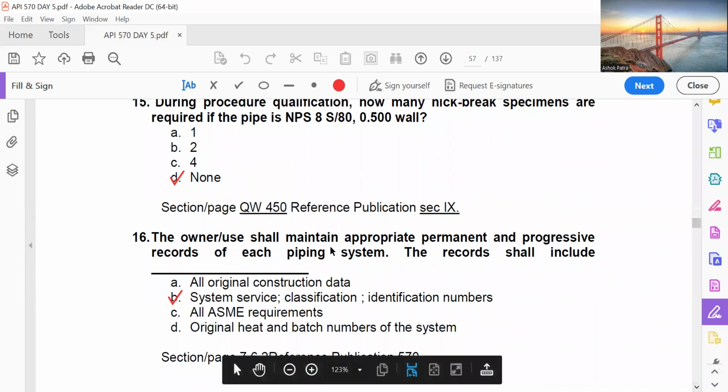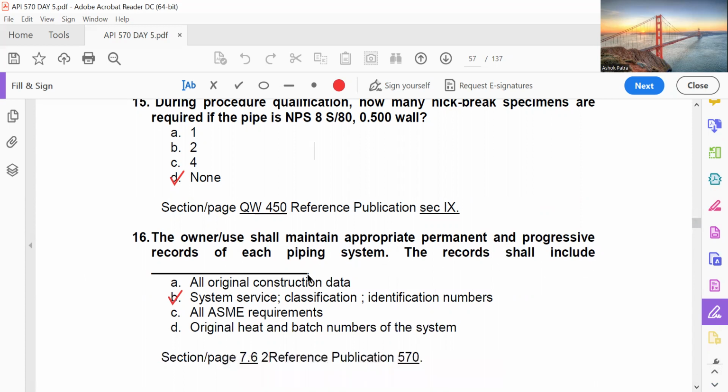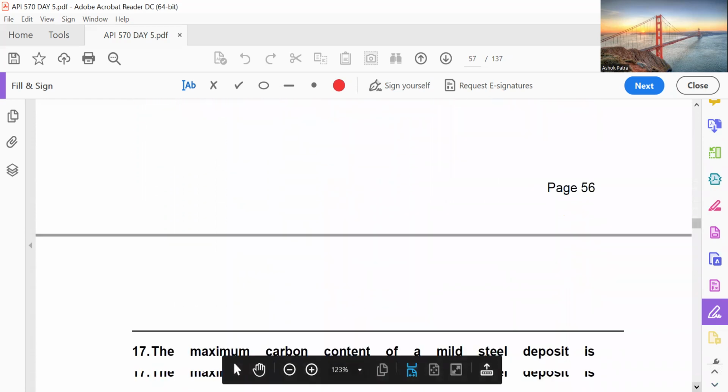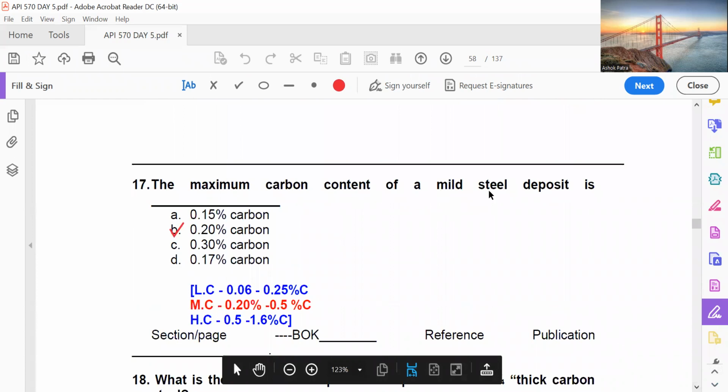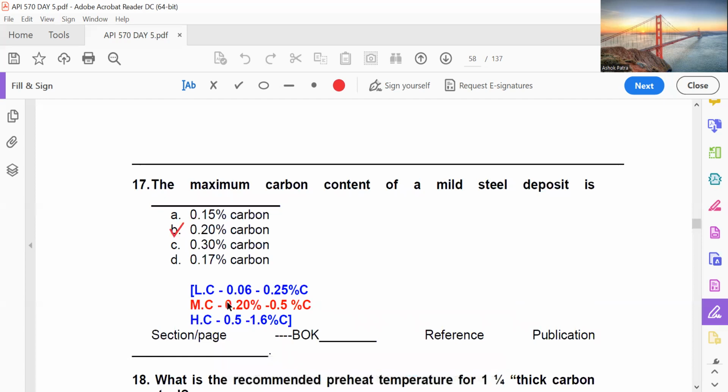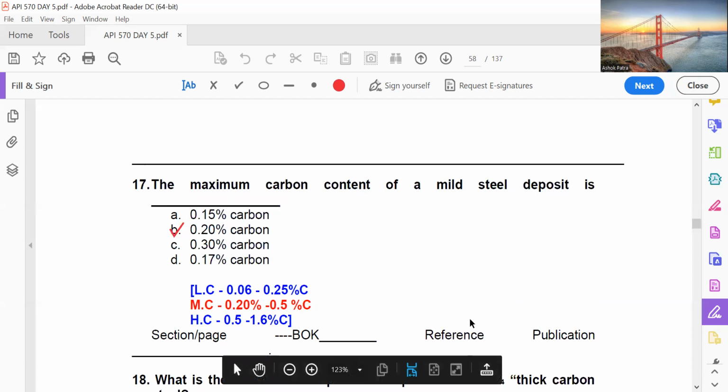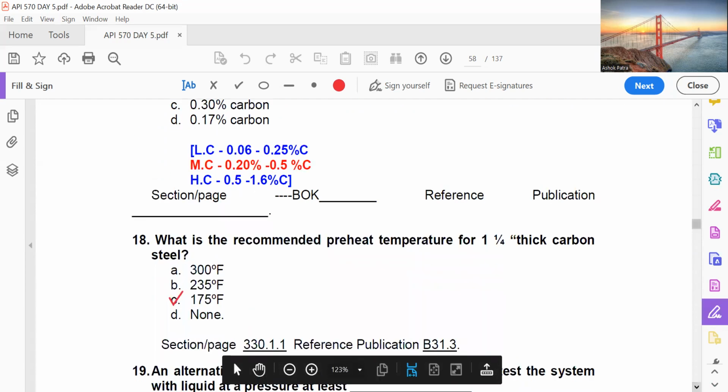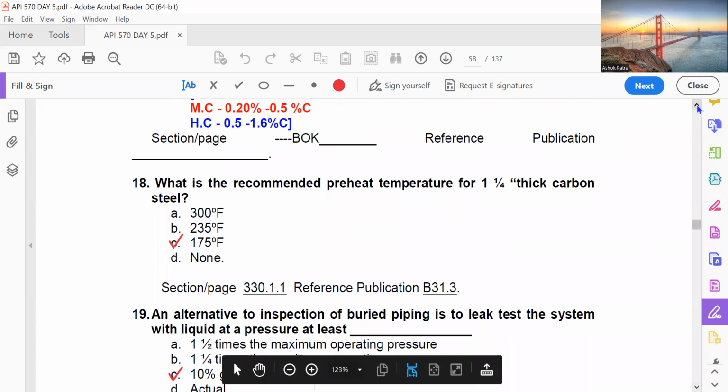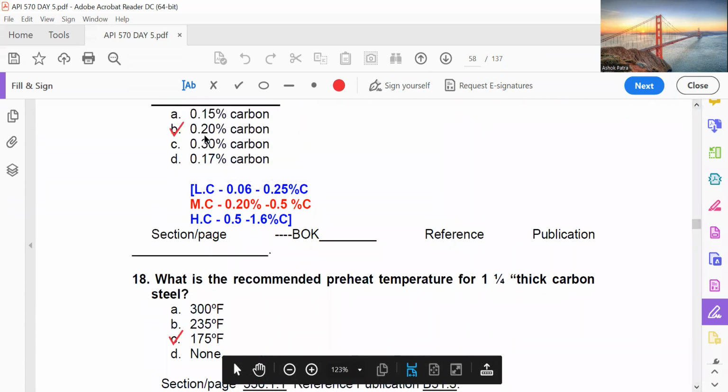The owner shall maintain appropriate permanent and progressive records of each piping system. The records shall include system service classification identification numbers. The maximum carbon content of a mild steel deposit is 0.2% carbon. It is low carbon 0.06 to 0.25, medium carbon 0.2 to 0.5 and high carbon 0.5 to 1.6. So 0.2 is the answer.